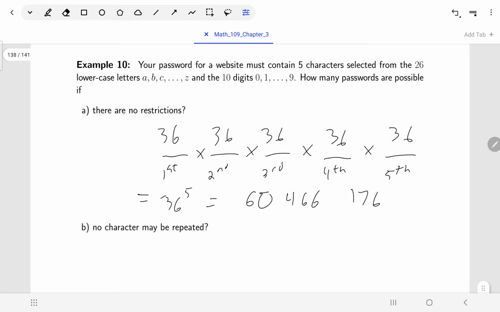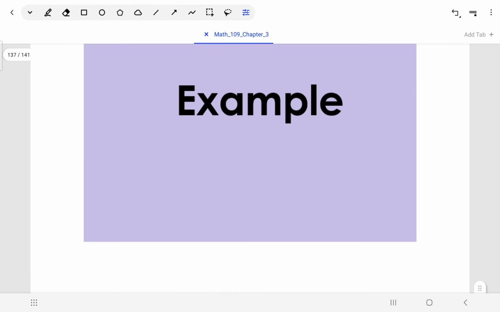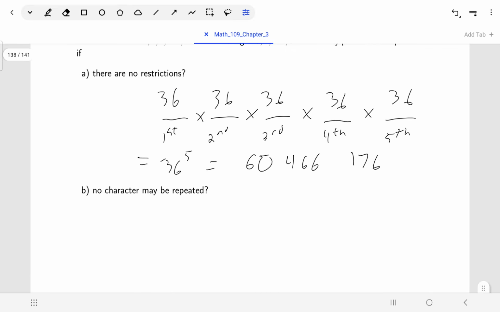All right, next one up. We want no character to be repeated. So can't repeat a letter, can't repeat a digit. So if we're thinking about this, I could do this with the multiplication principle. I could say you have 36 things, and then 35 because you've used somebody up, then 34 because you've used up a couple of things. You could do it that way.